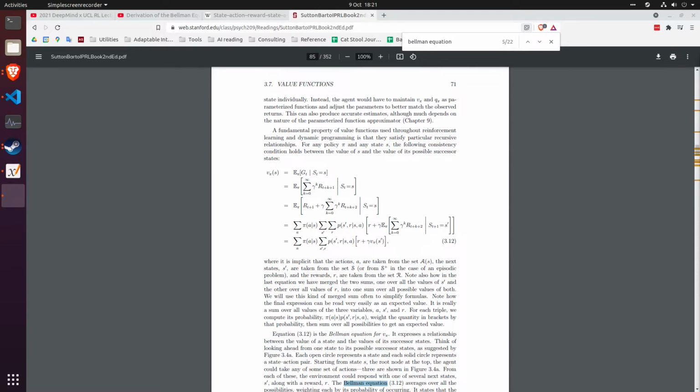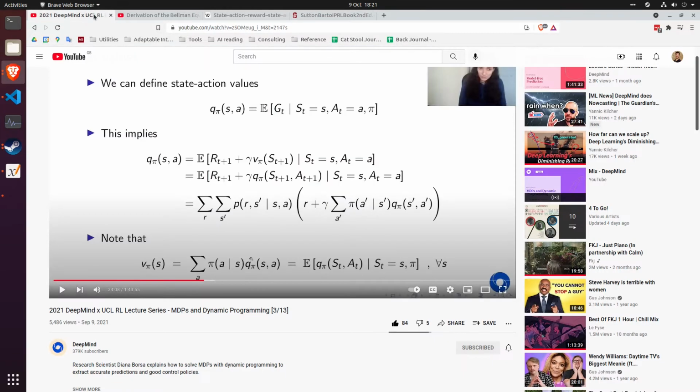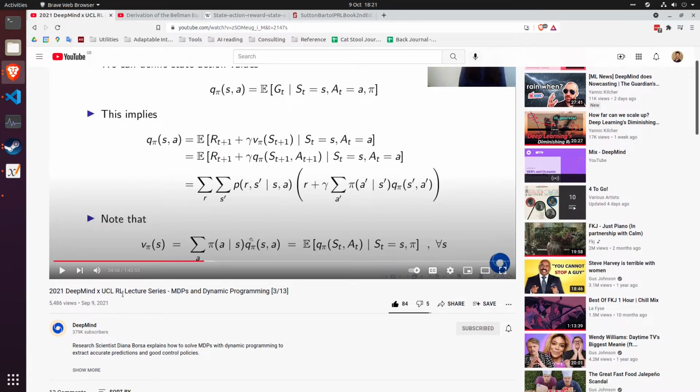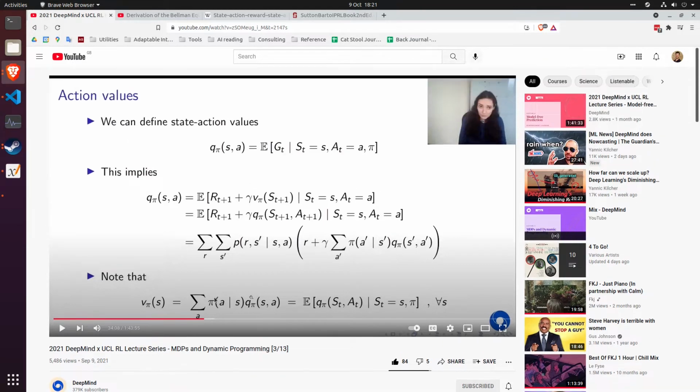Okay, so I started doing the DeepMind RL lecture series. I've been wanting to get into RL for a while. I'm actually mainly into vision, so I'm quite new to all this. And actually, I've seen the Bellman equation. So this video is about the Bellman equation.